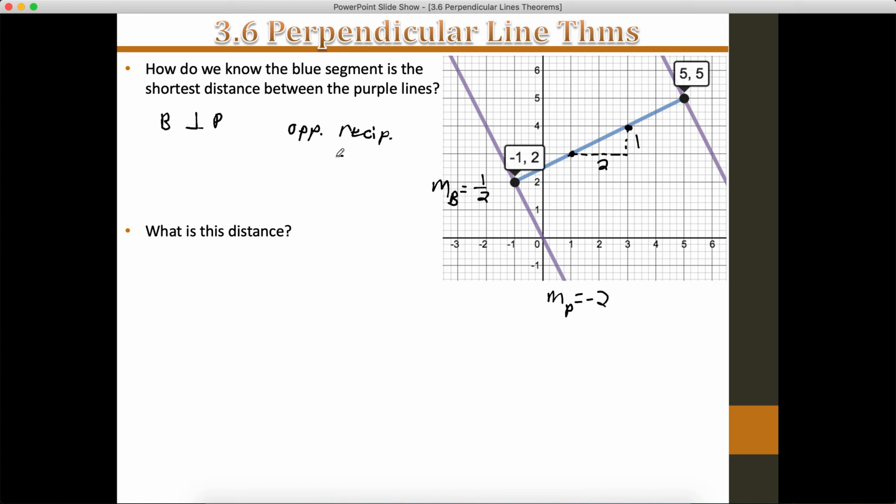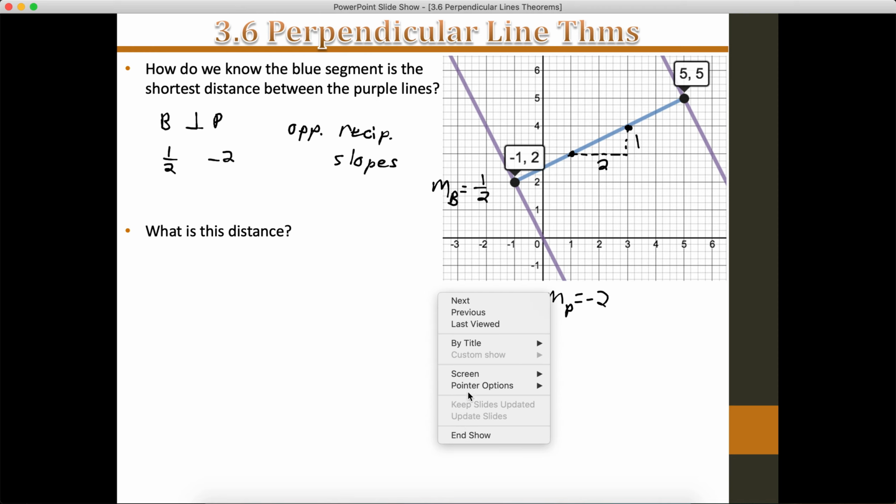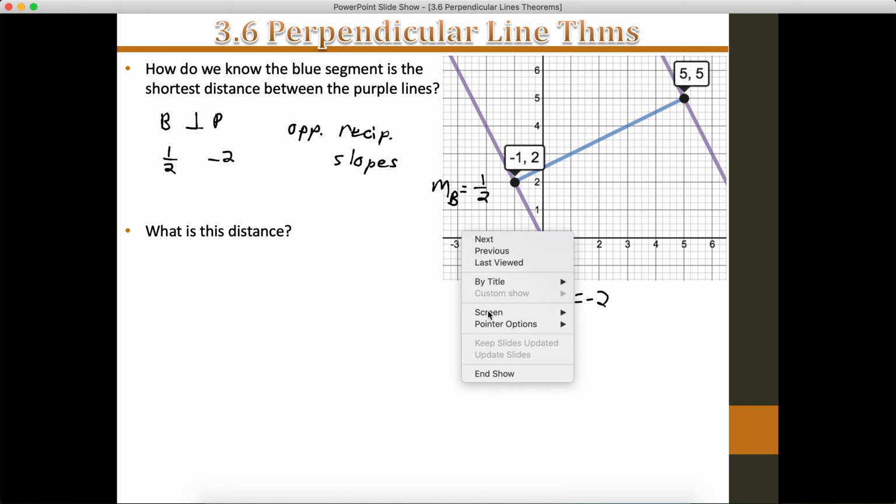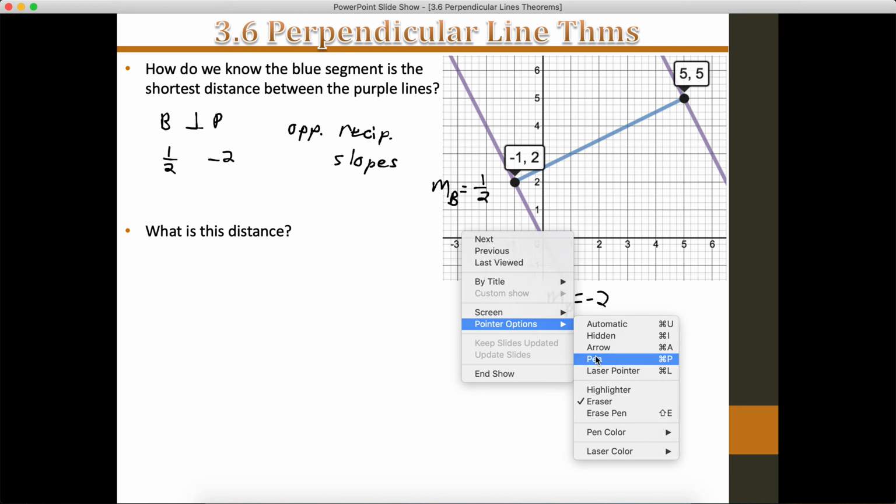Except I'll trim it down. Right, because one is 1/2, and then the other is -2. Cool. So what is the distance now? Well, if I want to find the distance between the two lines, I will use this perpendicular segment in order to find its length. We know how to do this. I hope we know how to do this.